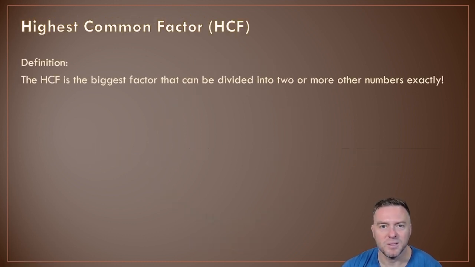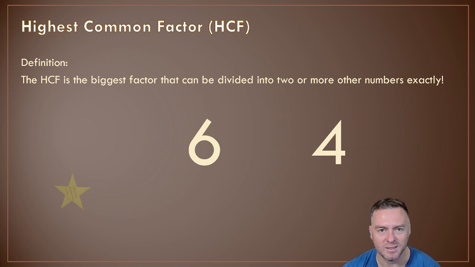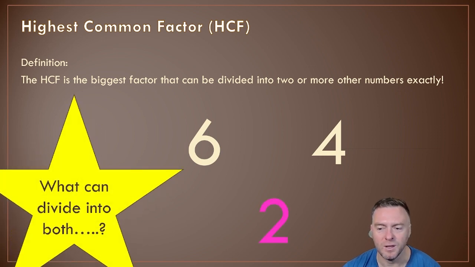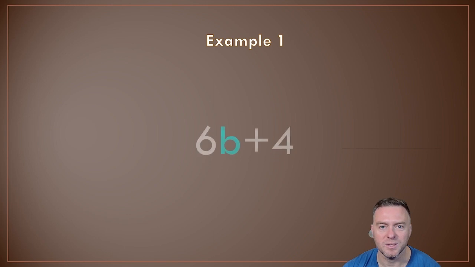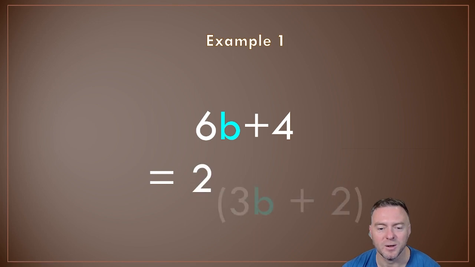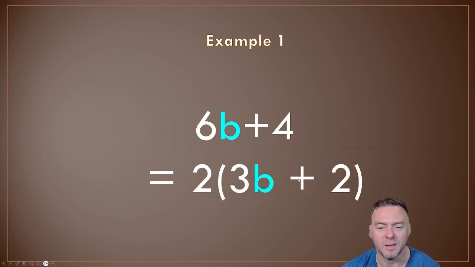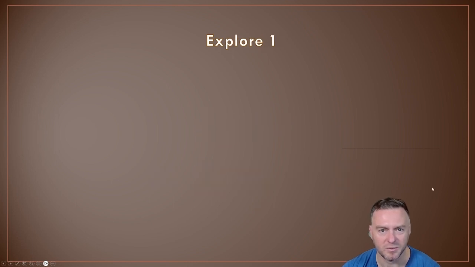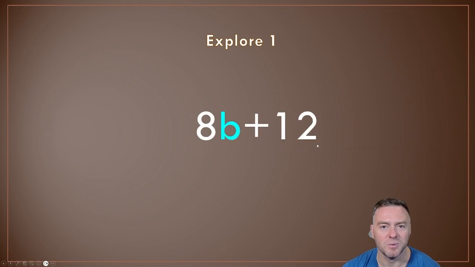So highest common factor, we did this before. What's the biggest number that can go into both the numbers exactly? If we had 6 and 4, we worked out previously the highest number that can go into both of these is just 2. So first example, if we had 6b plus 4, we can't group 6b and 4. They're different terms because this has got a b and this is just a constant. So therefore the highest common factor is 2. That can go out the front, and then you're left with 3b plus 2 inside the brackets here. And that's simplified.